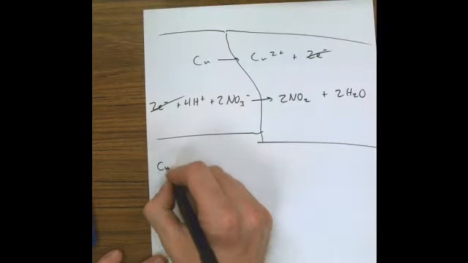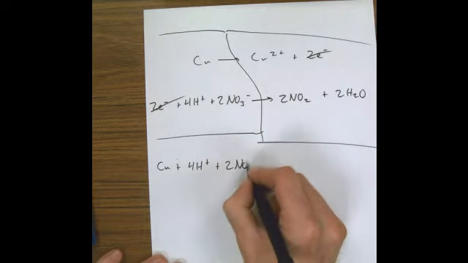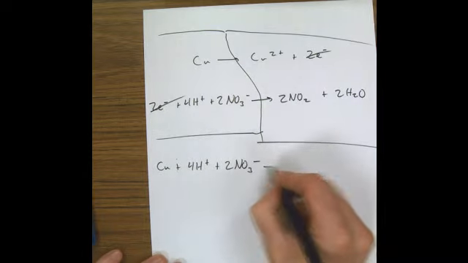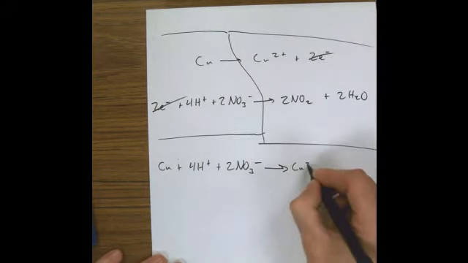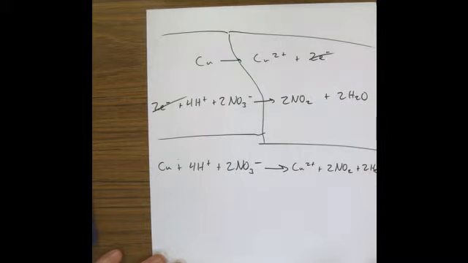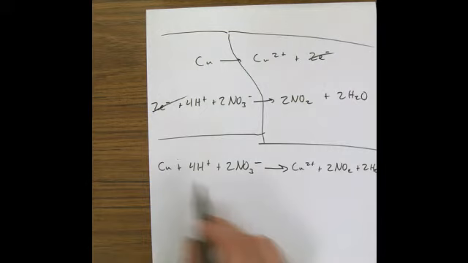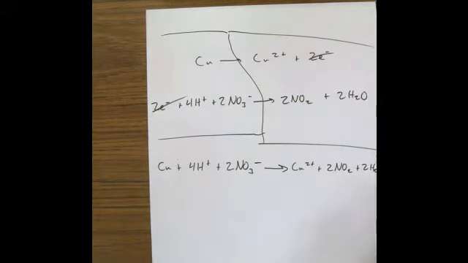I have Cu plus 4H+ plus 2NO3- arrow. So I've written all of this. Now I'm going to write these three down. Cu2+ plus 2NO2 plus 2H2O. All right. So I take a look at it and I make sure that I have absolutely everything balanced out. So I have my hydrogens over here and I don't have any hydrogens over there, so I don't need to balance any of that out. And it looks fine. And that's actually the correct balanced equation.